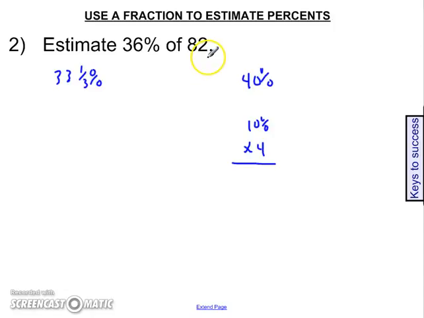The reason I say that, again, what is the shortcut for 10%? Well, that's to move the decimal 1 place to the left. So if I move the decimal 1 place to the left, that's basically 8.2. I'm going to round that off. So that's basically 8. Okay, so 10% is 8. If I multiply by 4 then, that will give me 40%. I am around 32. Okay, so that is a choice.